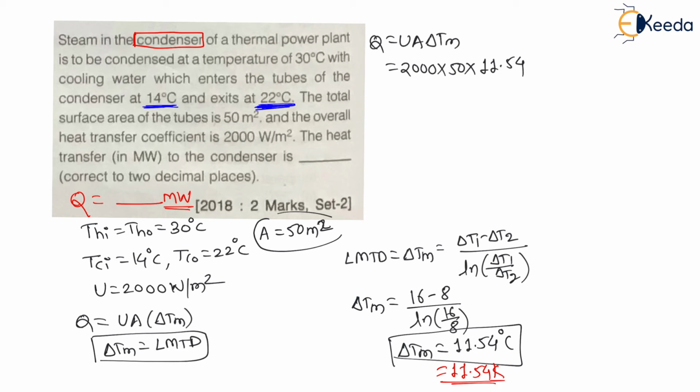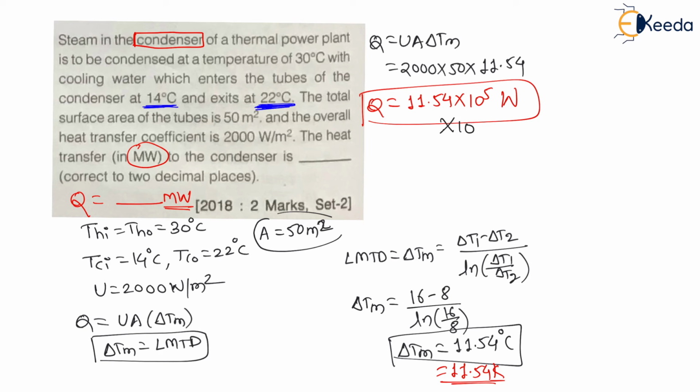So let us find this. If I find this Q, then the answer for this Q will be 11.54 into 10 to the power 5 watt. This will be in watt. But my dear students, in this bracket, if you type this answer, you will get 0 marks, because they are asking in megawatt. You have to find it in megawatt, right? Therefore, for this equation, if I multiply with 10 to the power minus 6, I will get it in megawatt, right?